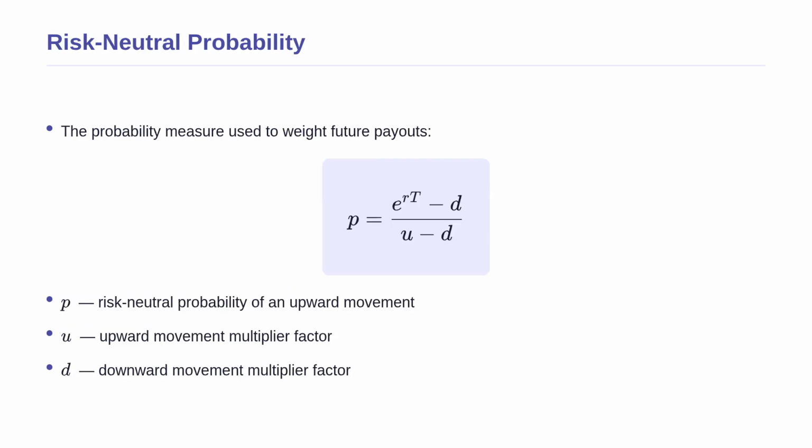This formula we just saw leads us to an important question. How do we weight those future payouts? We use the risk-neutral probability, denoted by P. It is important to understand that this is not the actual real-world probability that the stock will go up. Instead, it is a mathematical probability that makes the expected return of the stock exactly equal to the risk-free interest rate. The term e to the power of r times t is the growth factor of a risk-free investment. The symbols U and D represent the up and down multipliers. As the risk-free rate increases, this probability P increases, which generally makes call options more expensive.